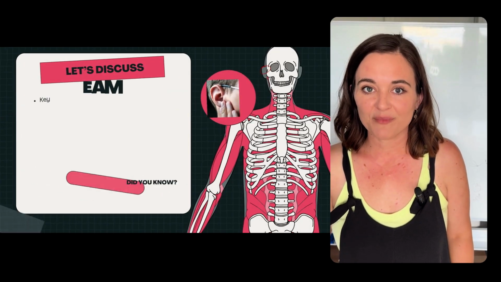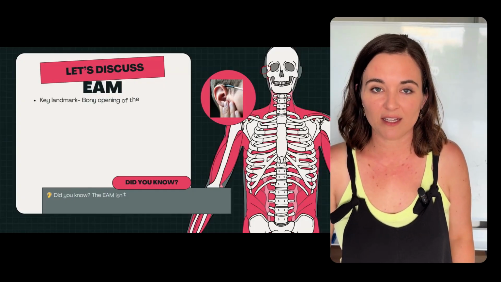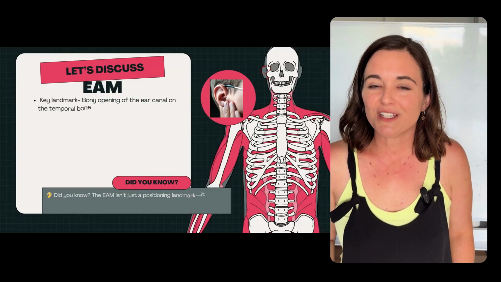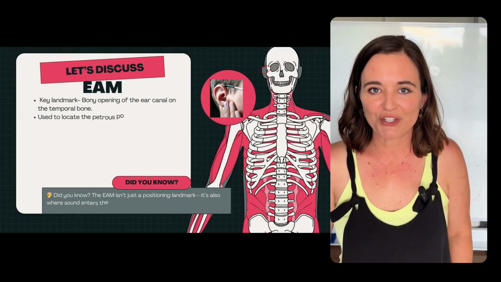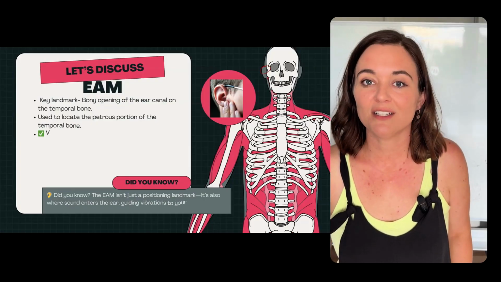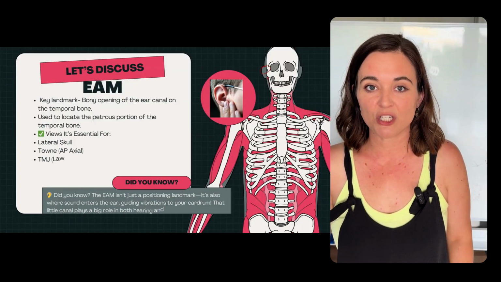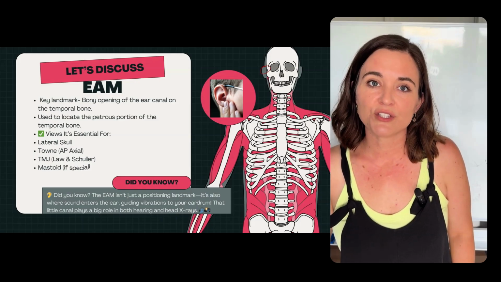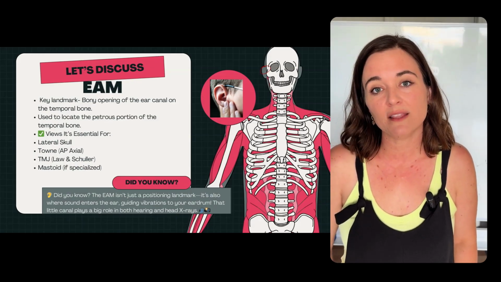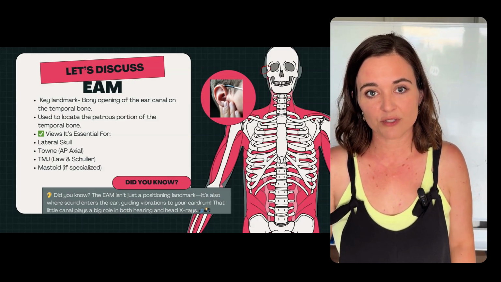The EAM, this is your external auditory meatus. That's your ear canal. Yep, that little hole in your ear. So why does it matter? It's a reference point for lateral skull and cranial-based imaging. You'll often align your central ray just above or in line with the EAM in lateral views.